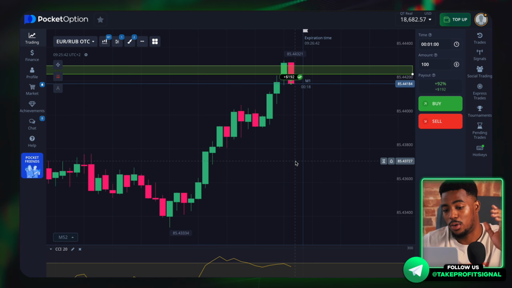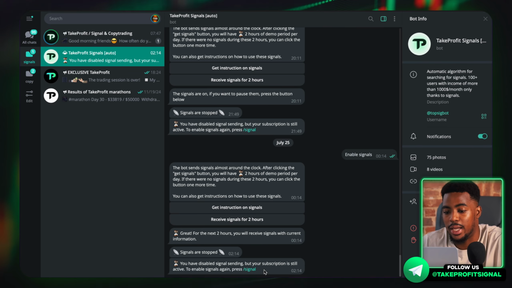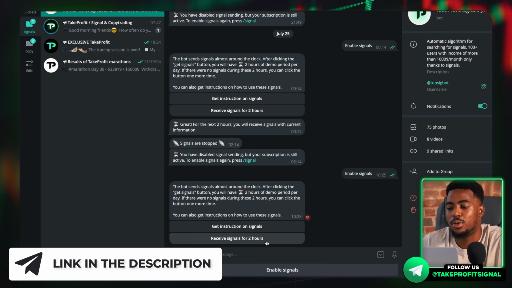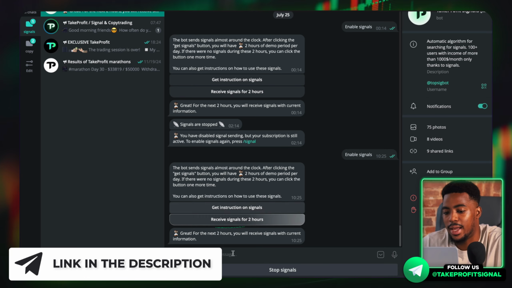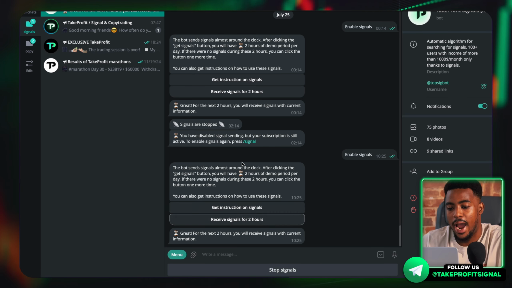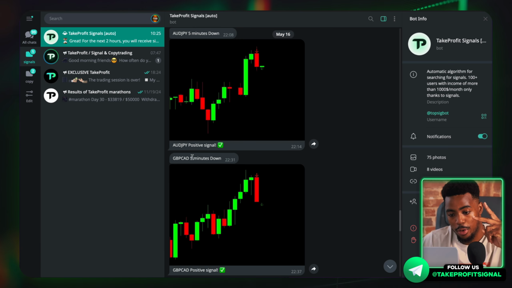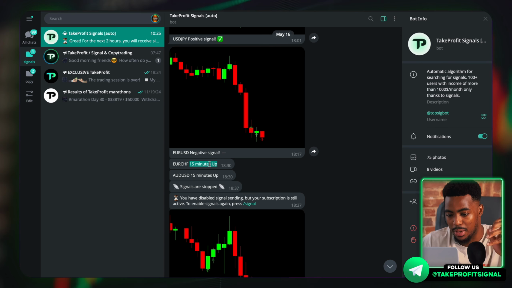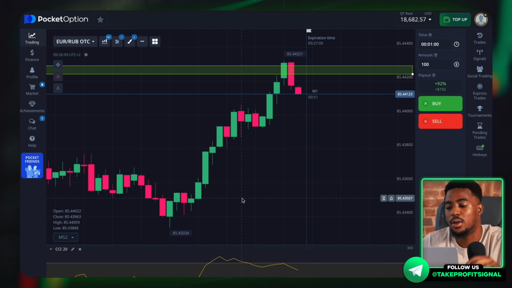For clarity, while our trade is concluding, I will enable signals for my robot so that you can compare and understand the difference between regular trading and a scalping session. I click on receive signals for 2 hours and this robot will send me trades every 5 or 15 minutes, which I will also open on this platform.